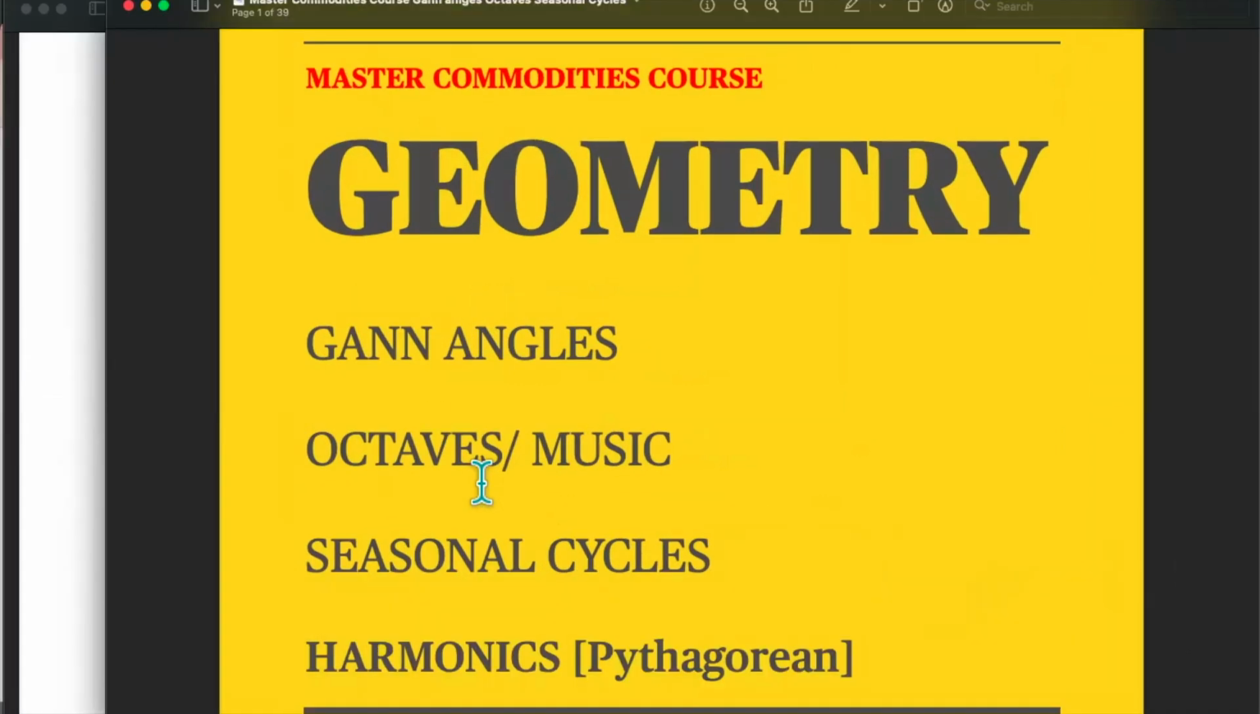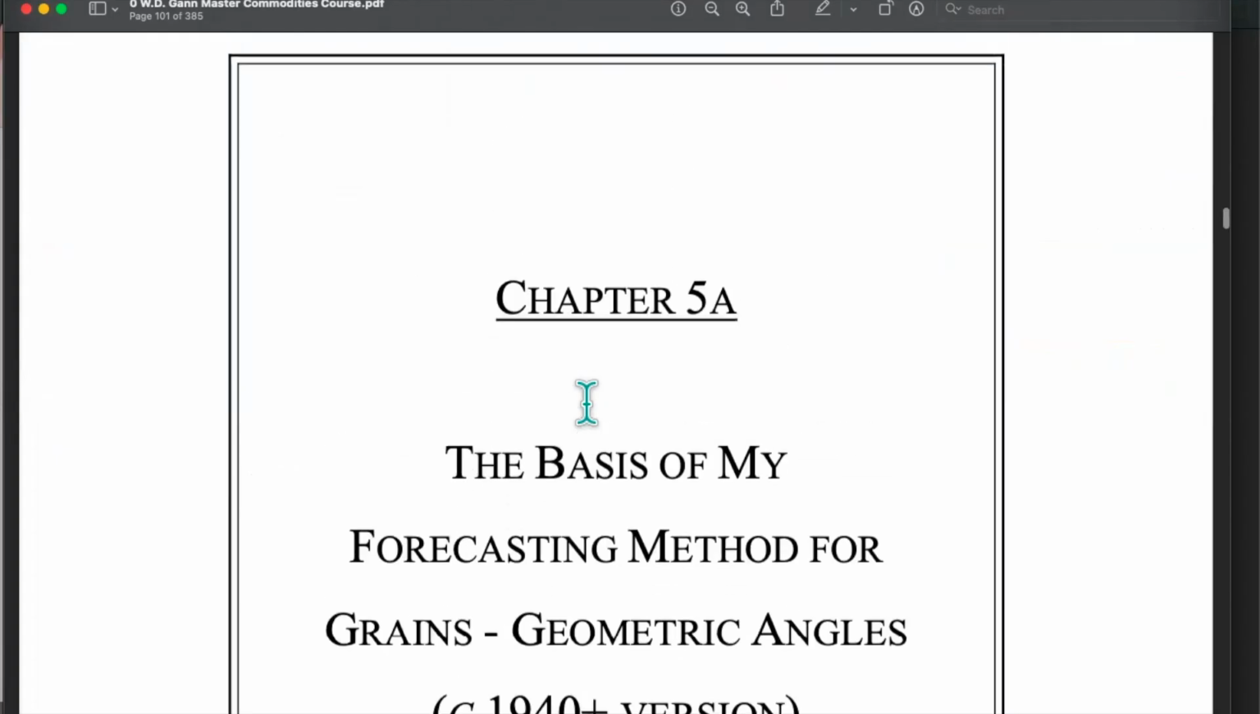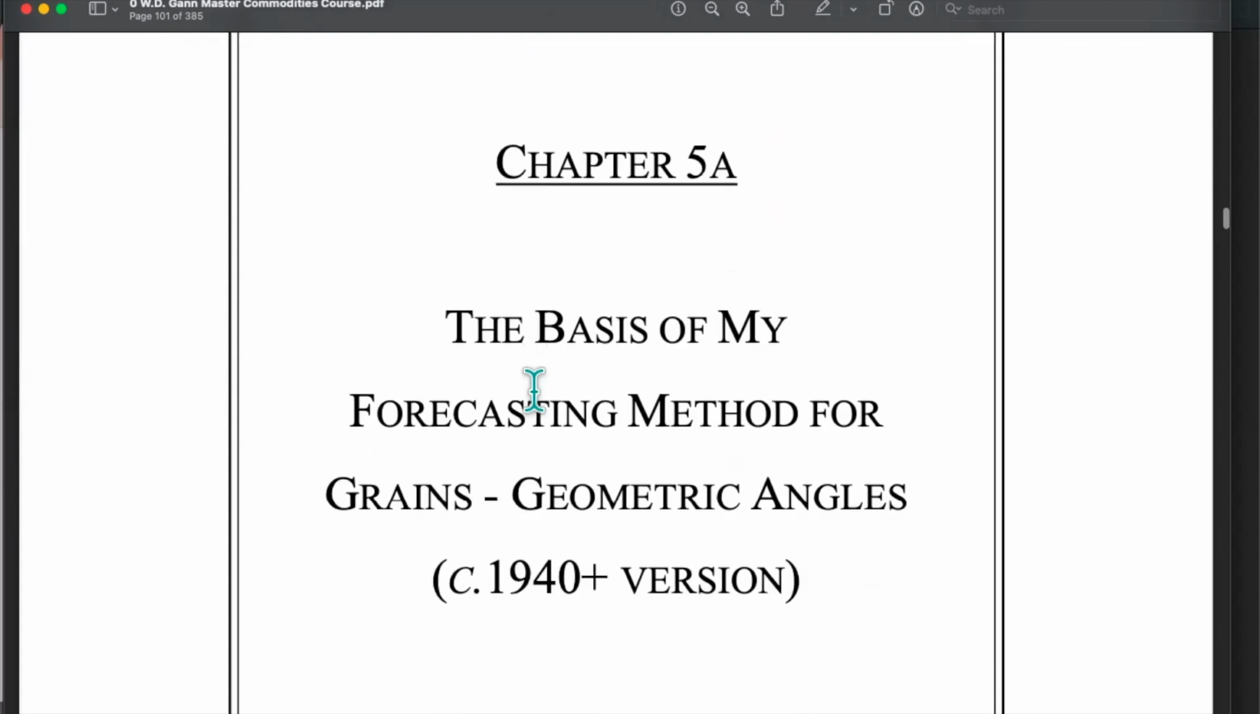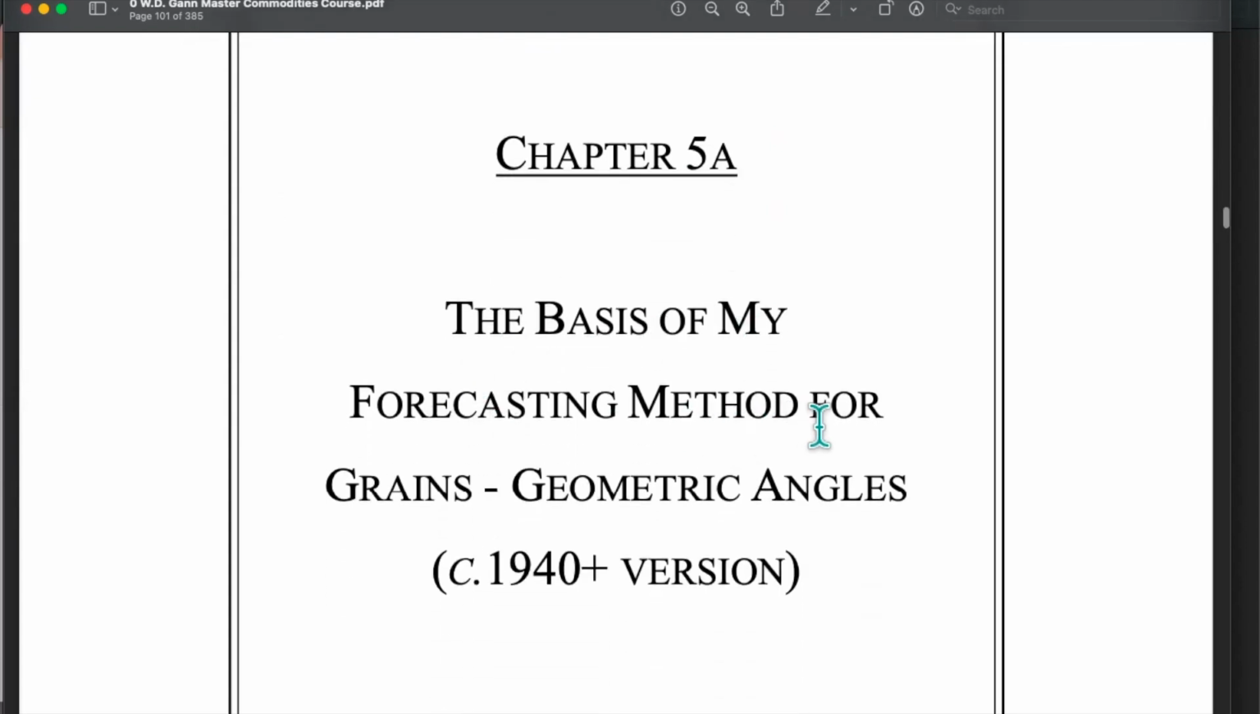Let's start with the first topic, which is Gann angles. Let's try to study that as an introduction, first of all. So for this, what we do is we come down to chapter 5A of the Master Commodity course, the basis of my forecasting methods for grains, geometric angles. Now, this is the 1940 version, which is there. There are different versions. As we continue, we'll look into that part also.